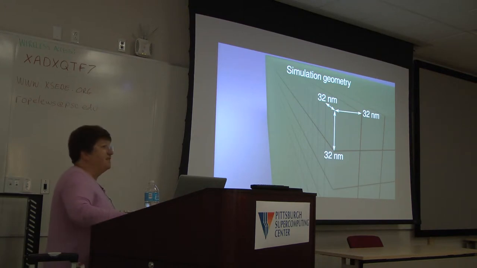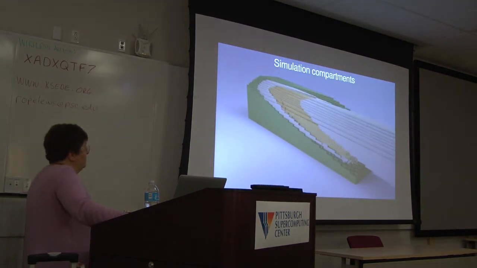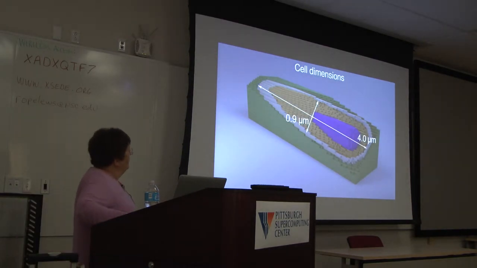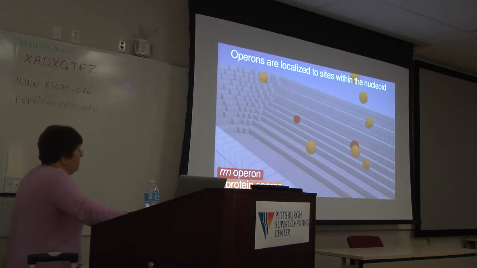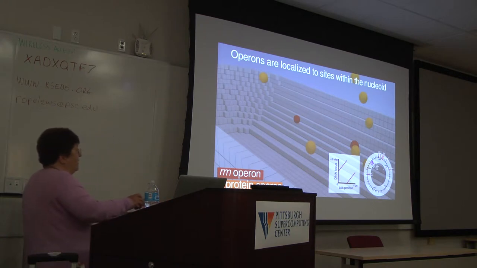As I said, we're going to use a lattice size of 32 nanometers. And let's peer inside of the reaction box. There's the cell with its inside and outside. Looks like a Lego cell, right? It's about 4 microns long, and not quite a micron across. And now I'm showing you some of the operons. The red ones are the rRNA operons. Remember, this has seven. They're dispersed at various places along the circular DNA. And it also has about eight or nine ribosomal operons.